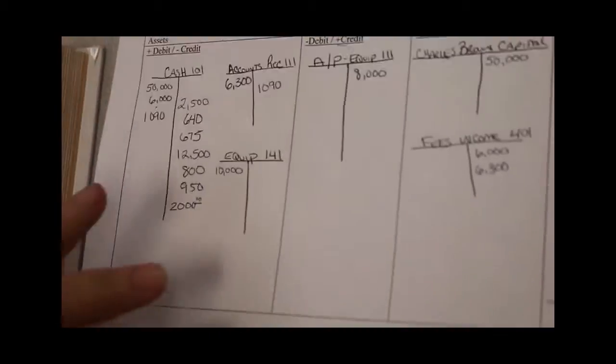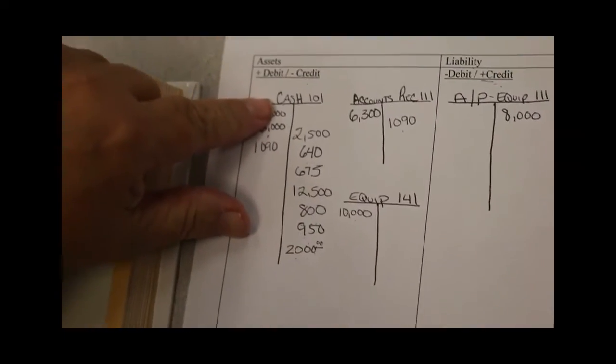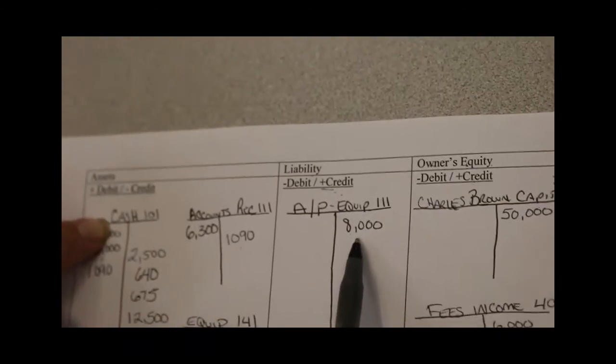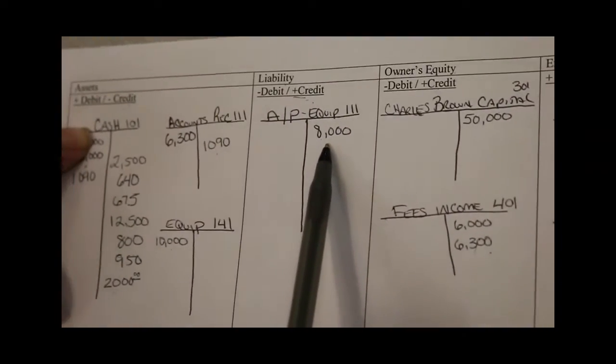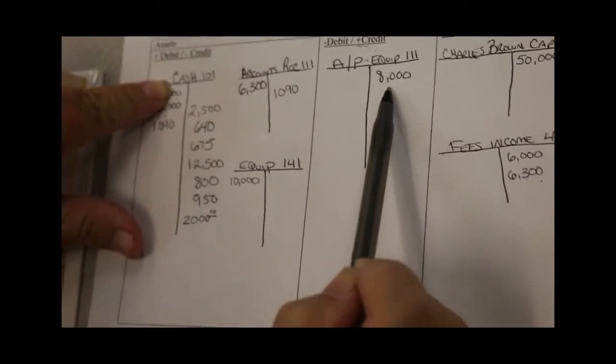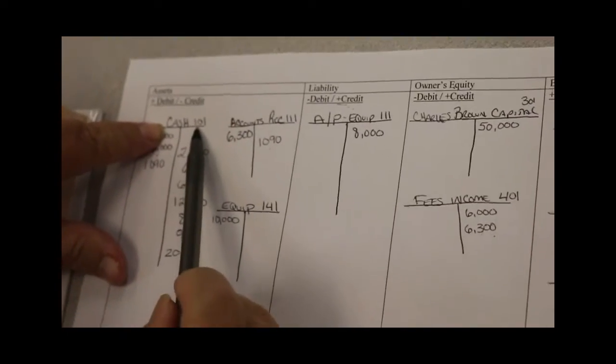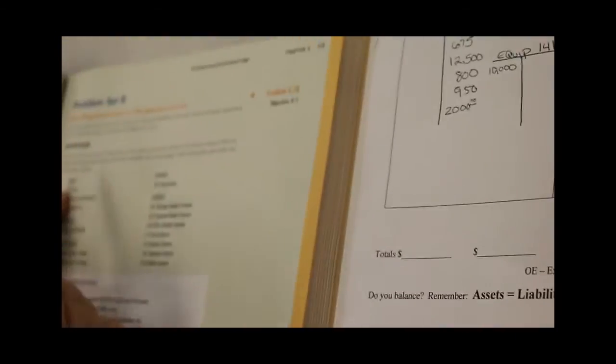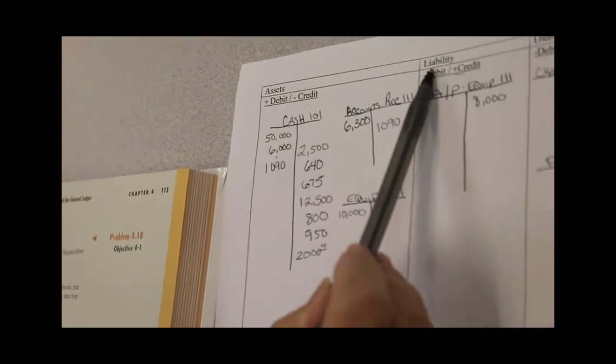Let's look at the ones that we credited. We credited cash, and we also credited liability. So which one of those should I list first? If you said cash, you are correct. Cash should be listed first because, again, it's first on the list here under assets, and an asset always comes before a liability.